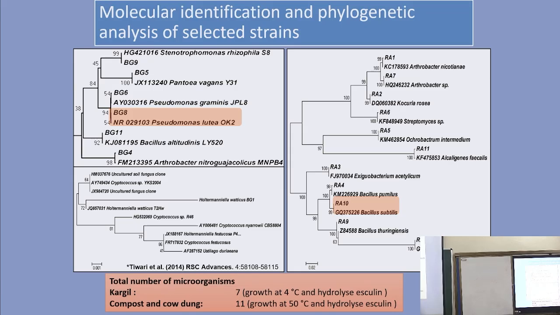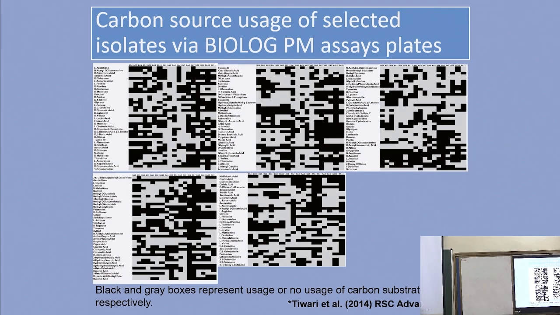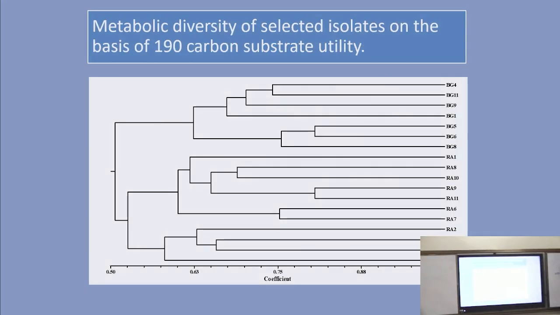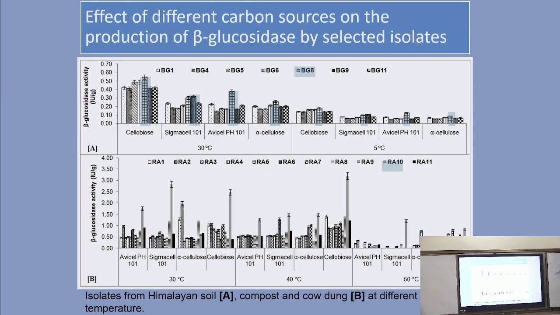So both one psychrophilic and one thermophilic. You can see 50 degree and 4 degree. So we had both enzymes, beta glucosidases. Then we did the carbon usage utilization using the Biolog, and we also see that species specific diversity was made. Now if you see the isolates from Himalayan soil as well as compost and cow dung, you can see this BG8, along with that how different carbon sources can be used for this.